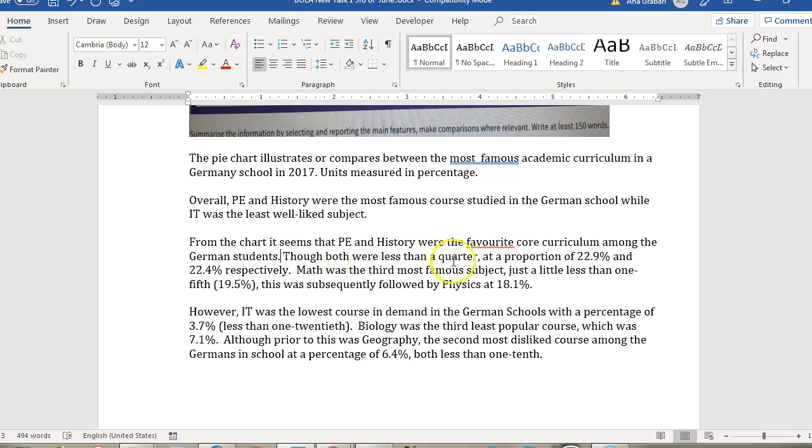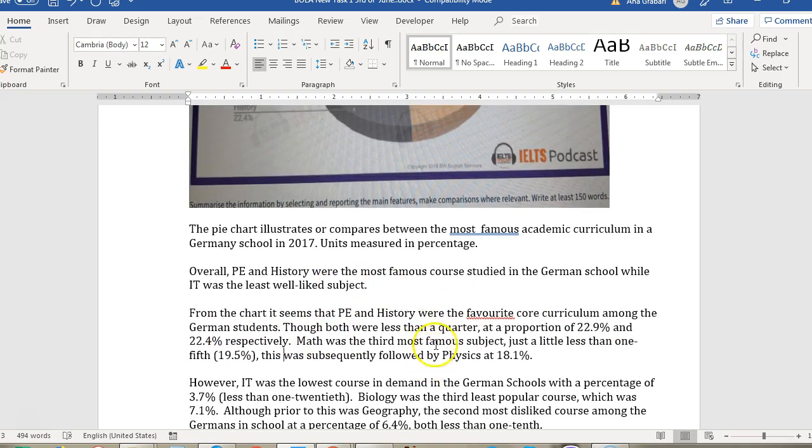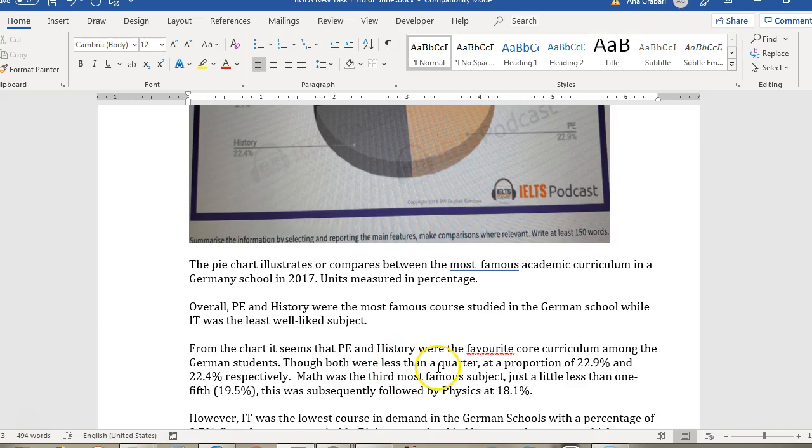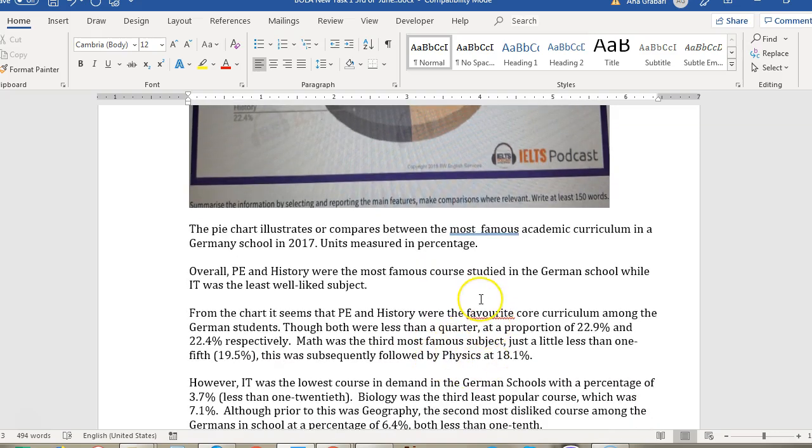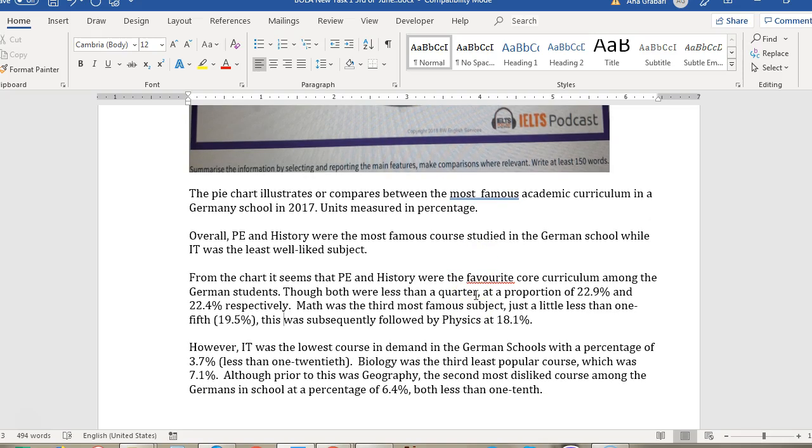Great. So both were less than a quarter. A quarter of what? At a proportion of 29 and 22. Okay, this is a fragment and it needs to be connected to the previous sentence. From the chart, it seems that they were the favorites. Both taking a bit, slightly less than a quarter from what? From the entire, let's say, from the entire distribution at a proportion of this and this respectively.